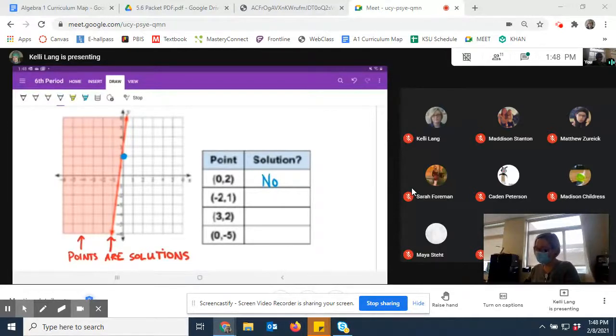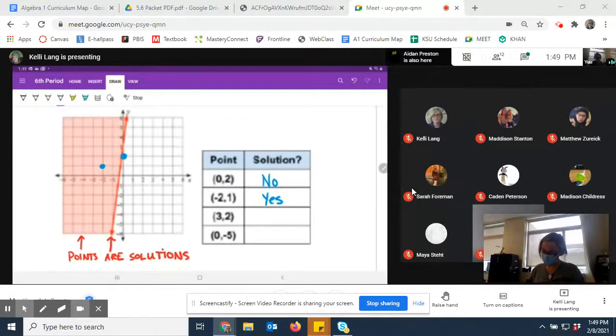Let's look at our next example. -2, 1. This is clearly right in the middle of the shaded region. This is definitely a solution. So we're going to get a yes here.